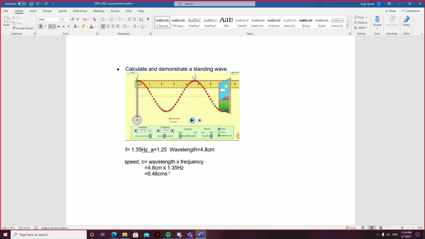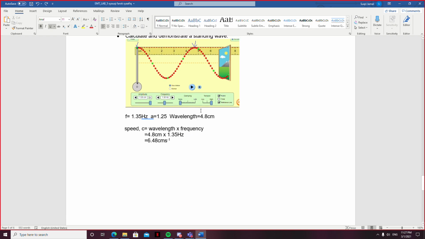So we get the wavelength, that is 4.8 centimeter, times 1.35 Hz. The answer we get is 6.48 centimeter per second.